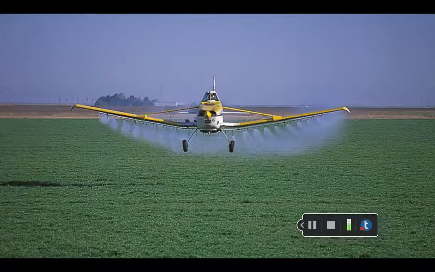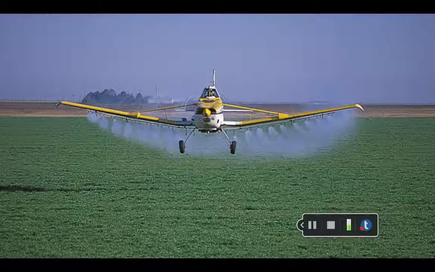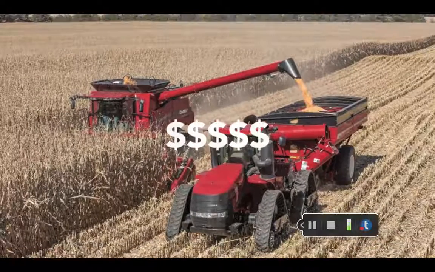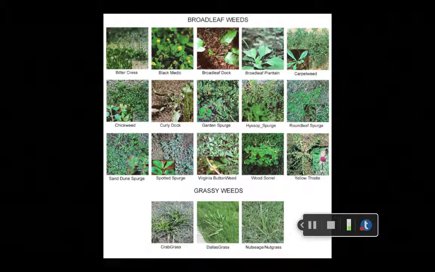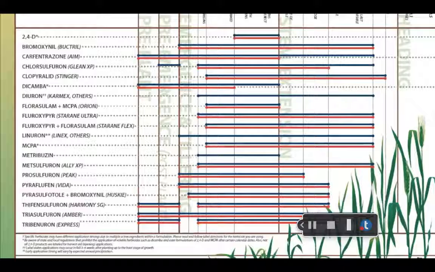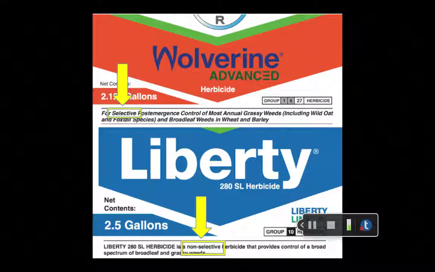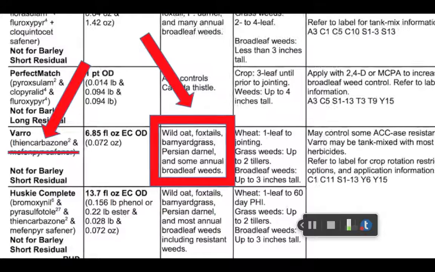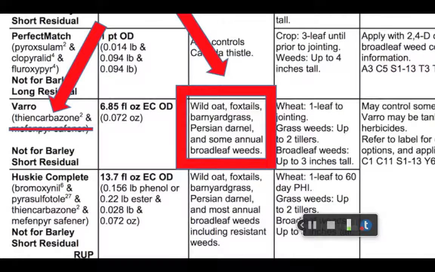Those weeds need to be killed or suppressed so that they aren't taking valuable nutrients from the crop, and the crop can then yield higher, bringing in higher profits. There are many different types of weeds and therefore many different types of herbicides. There are two main categories, selective and non-selective. Thiencarbazone is a selective herbicide, meaning it only kills specific weeds.